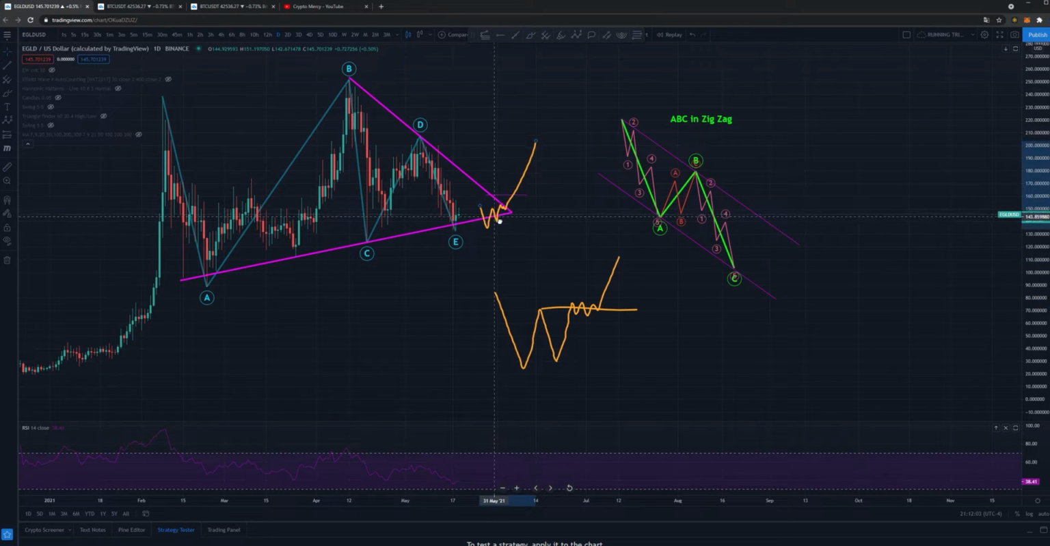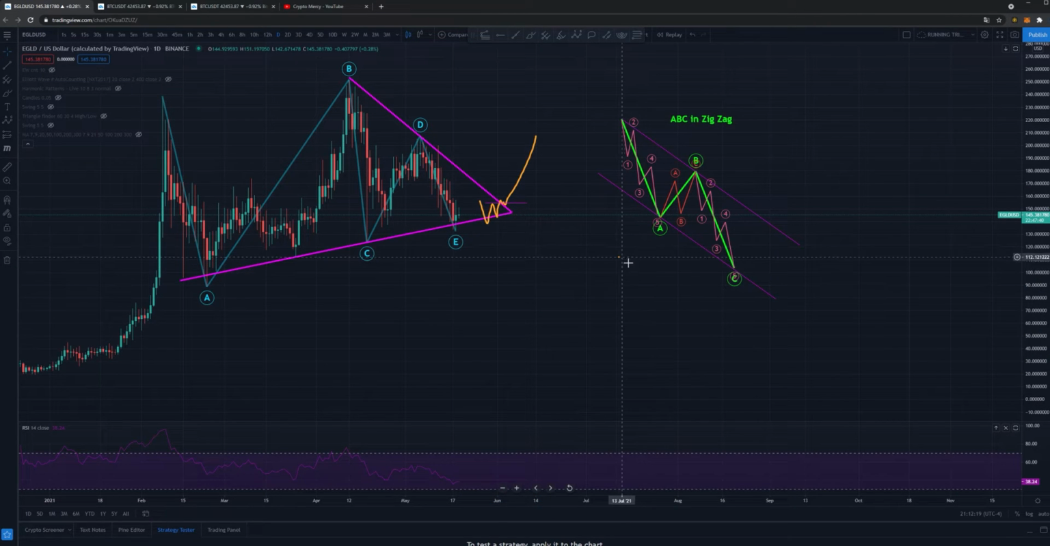And this can happen right here. Okay, we can have a fake out on the downside, and whoops, it comes back over the resistance, tests the support of the neckline, and we have a breakout. We're going to have to watch this very closely.